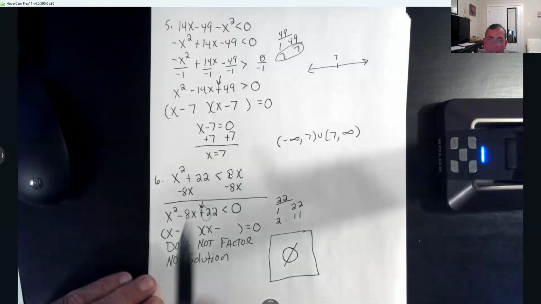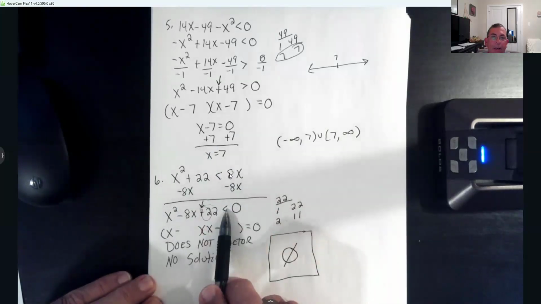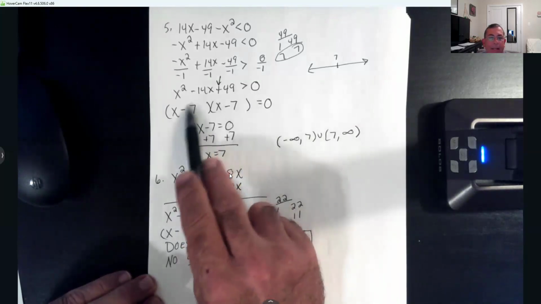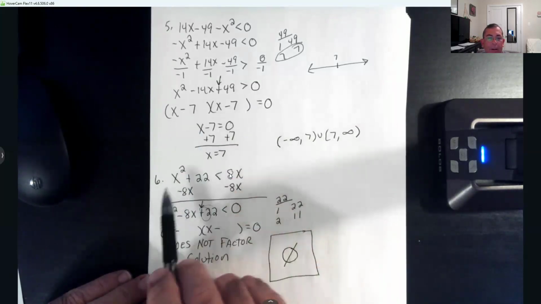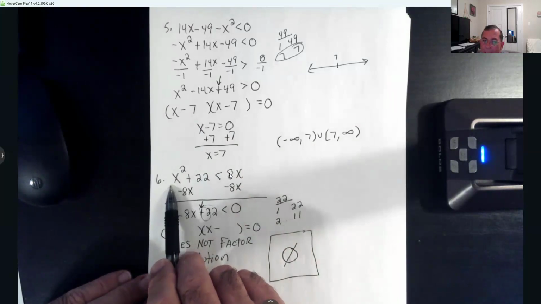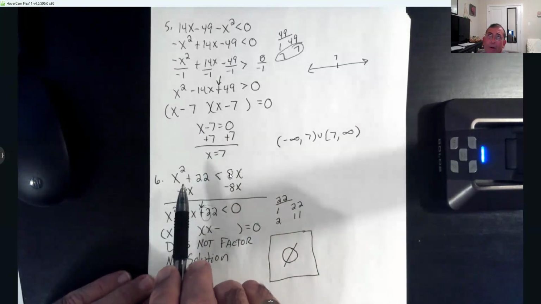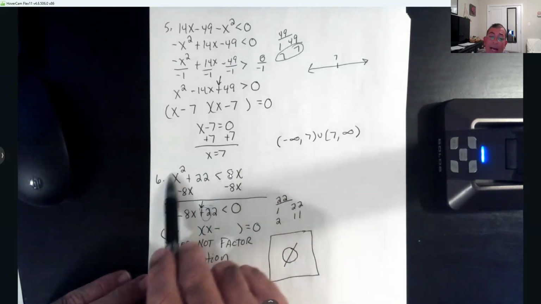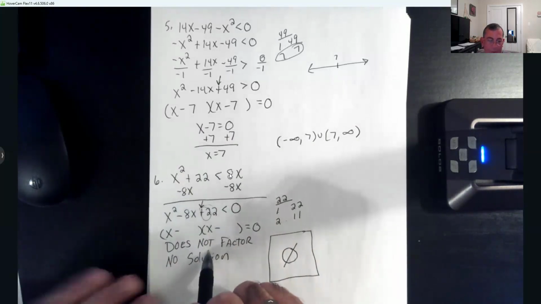You also noticed you had 6 problems in here. Number 5 will be like this one. You're only going to get one answer. And then number 6, probably 80% of the time or more, is a no solution.